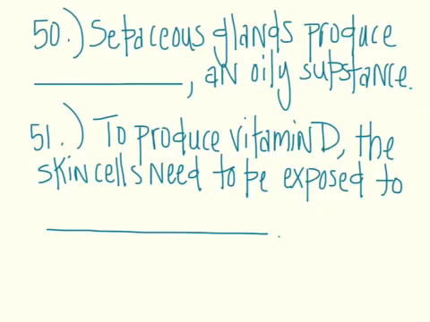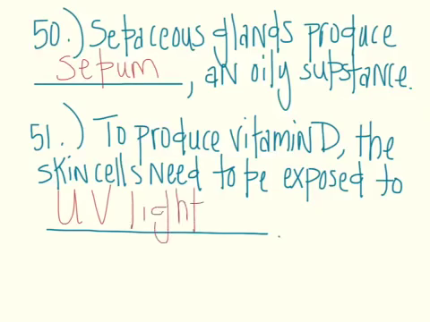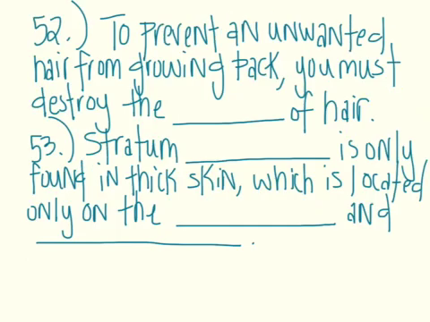Question 50 says sebaceous glands produce blank, an oily substance. That would be sebum. Question 51, it says to produce vitamin D, the skin cells need to be exposed to UV light. So they need to be outside getting some sunshine in order to produce vitamin D from the skin. Question 52 says to prevent an unwanted hair from growing back, you must destroy the matrix of the hair. So not just the root, you've got to get rid of the matrix.